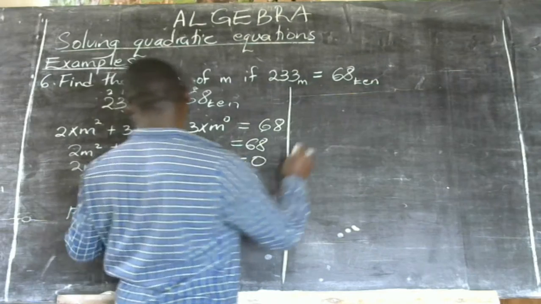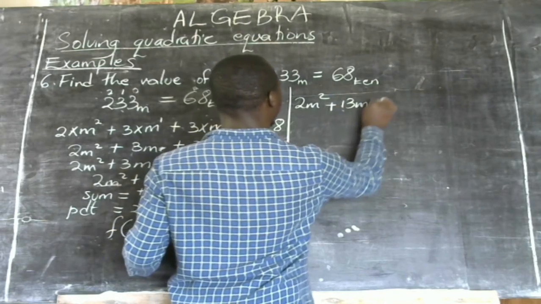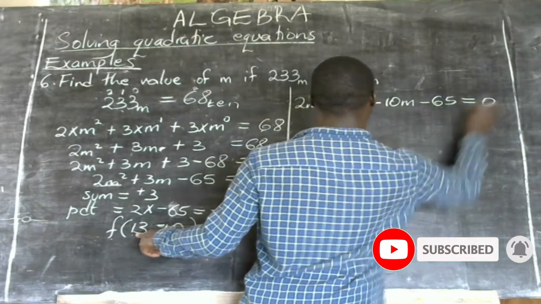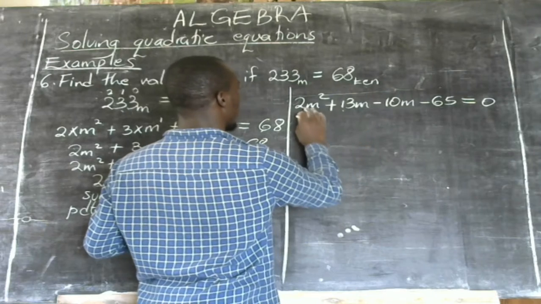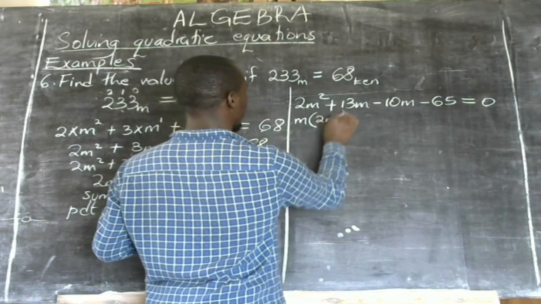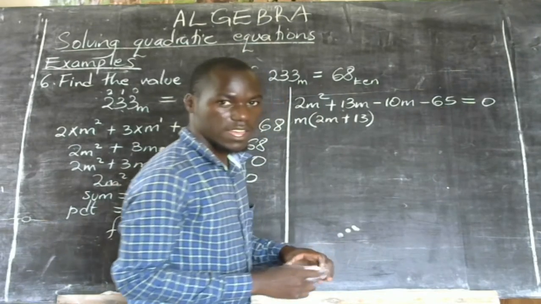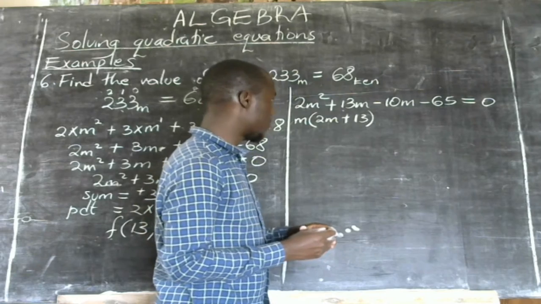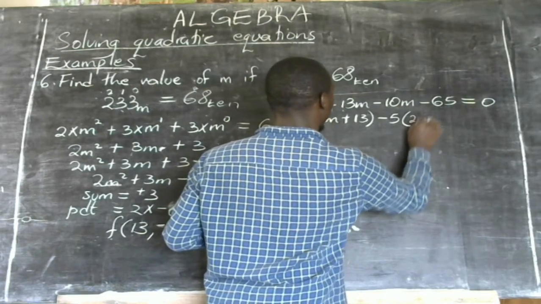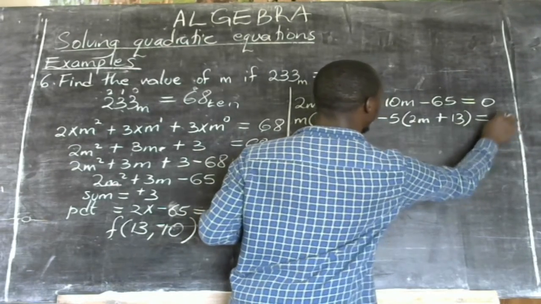Substituting the factors there, 2m squared plus 13m minus 10m minus 65 is equal to 0. So here the first two, m is common, so when I pull out the m, I'll be left with 2m, then plus 13. Then these two here, what is common is the 5 and negative 1 also. So when I pull out the negative 5, I'll be left with 2m, then here I'll be left with positive 13, and that one is equal to 0.